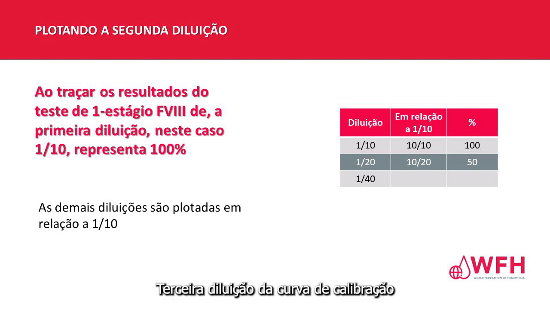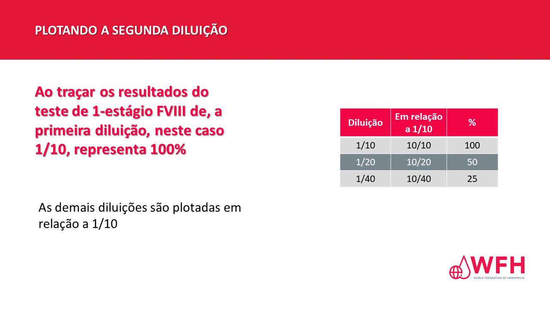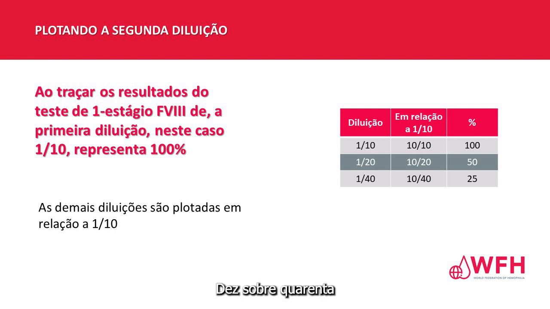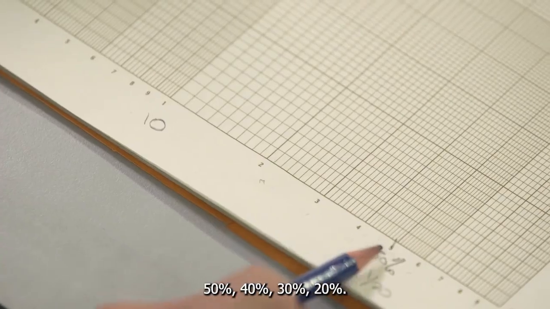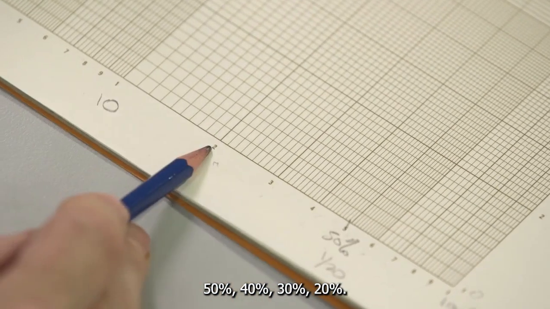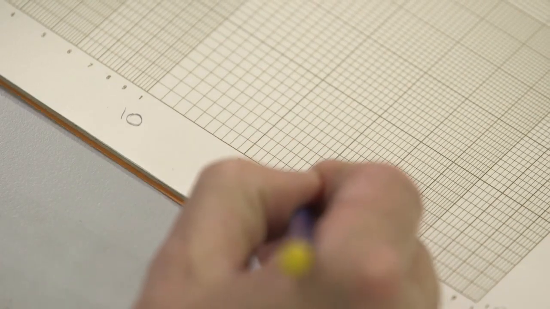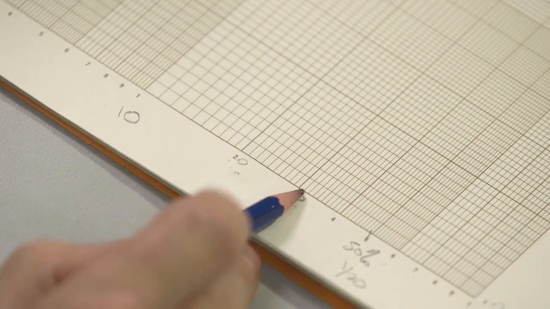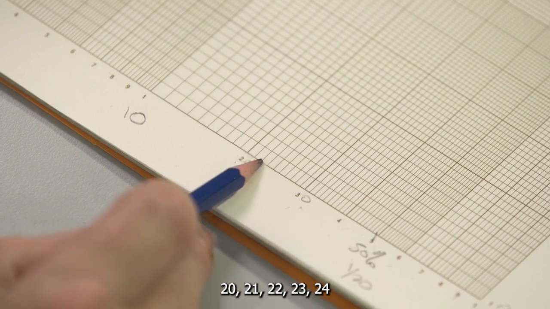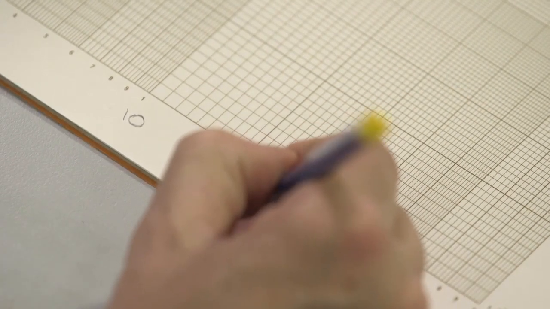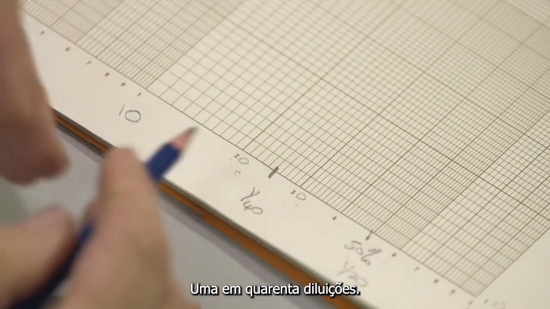Third dilution of standard, 1 in 40. What's the concentration relative to the first dilution? 10 over 40 times 100, 25%. 50%, 40%, 30%, 20. How many gradations between 20 and 30? There are 10. 20, 21, 22, 23, 24, 25%, 1 in 40 dilution.